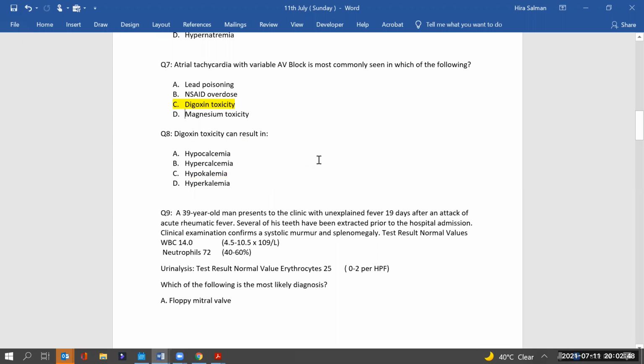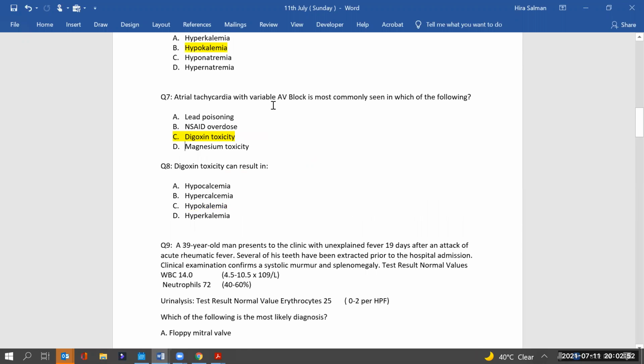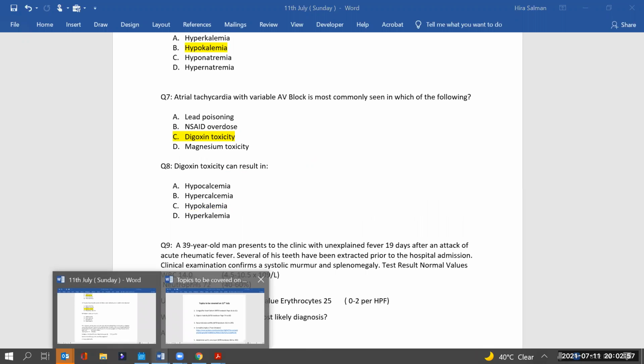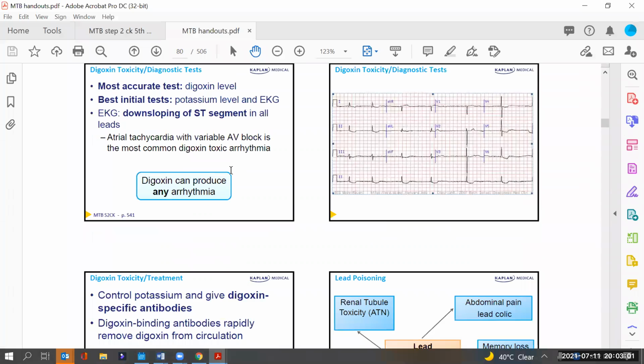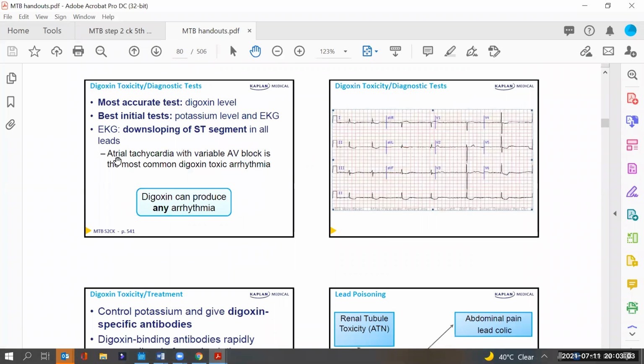Please, doctor, please explain question number 7. Question 7 is atrial tachycardia with variable AV block. You remember this one? I will just show you here. This important thing, atrial tachycardia with variable AV block, is the most common digoxin toxic arrhythmia, the arrhythmia that is actually caused by digoxin toxicity. Whenever there is too much digoxin, too much inotropic agent, that will lead to atrial tachycardia.